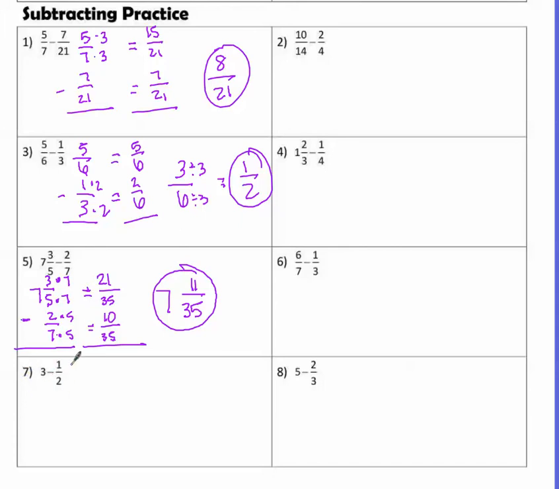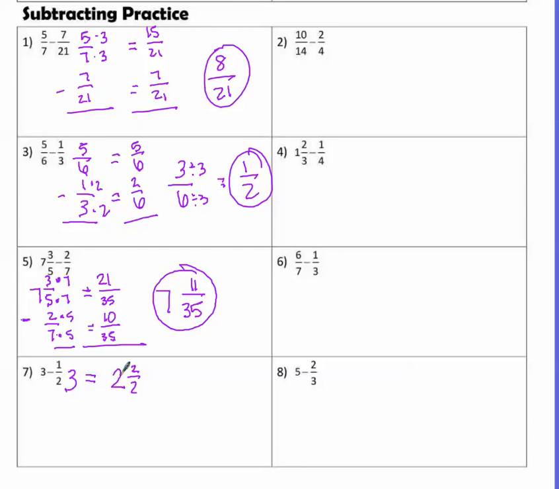Problem 7. Instead of writing 3 whole, this is the same as if you had 2 whole and take the second denominator you have, and 2 over 2. 2 divided by 2 is 1 whole. So here's 1 whole, here's 2 wholes, which give you 3 wholes. So these are equivalent.